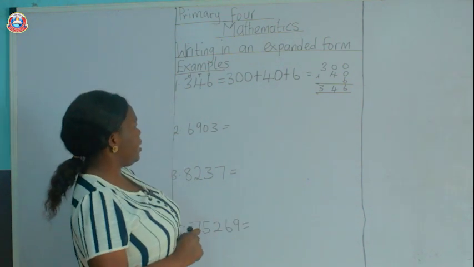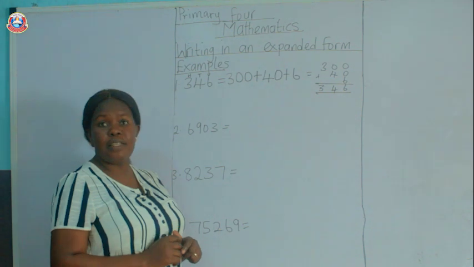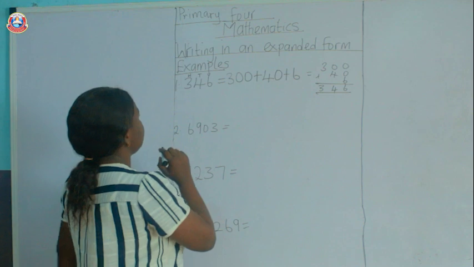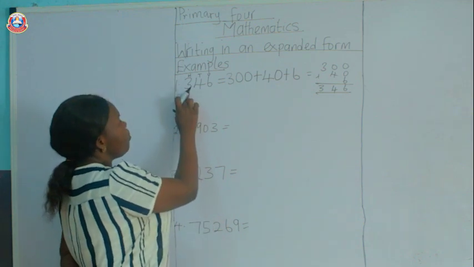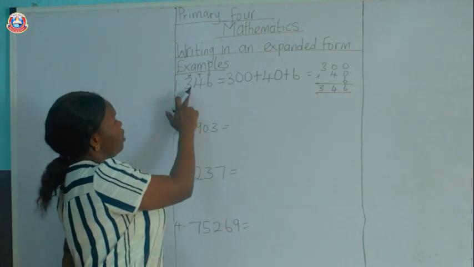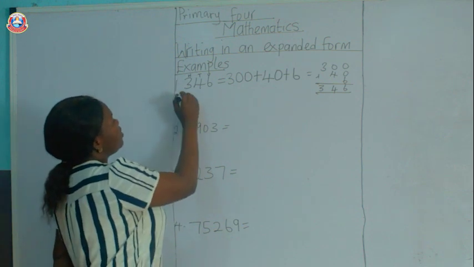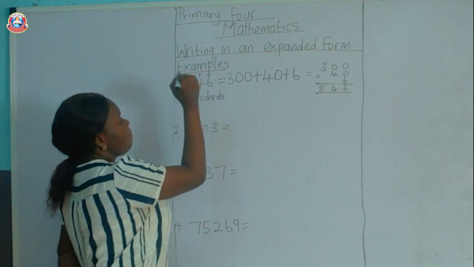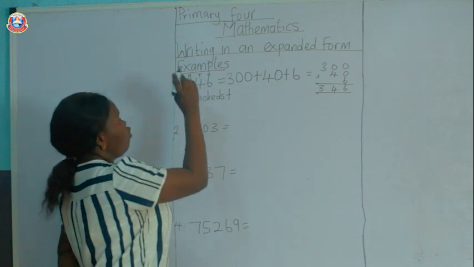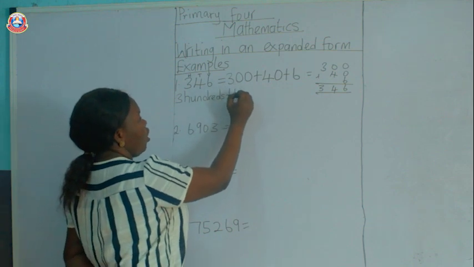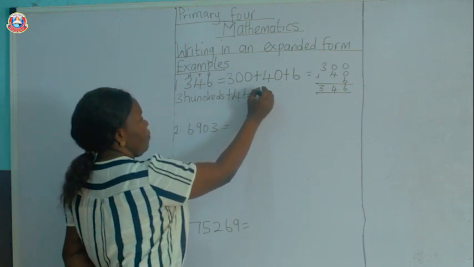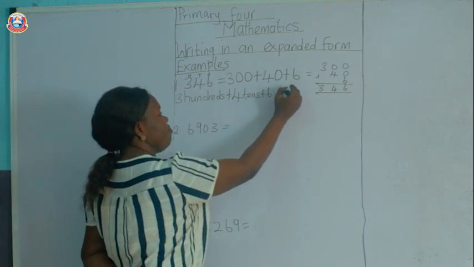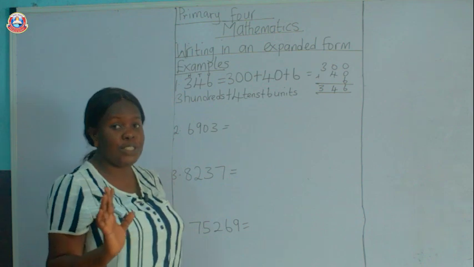Now let's look at the next method. Expanding it, writing it in words. Are you getting it? We can also expand it like this. Let me write it here. We say 3. Remember I said this, when we gave it the place value, this 3 is under what? 100. You come and say what? 3 hundreds plus 4 tenths. 4 tenths plus what? 6 what? 6 units. We have just expanded this number.